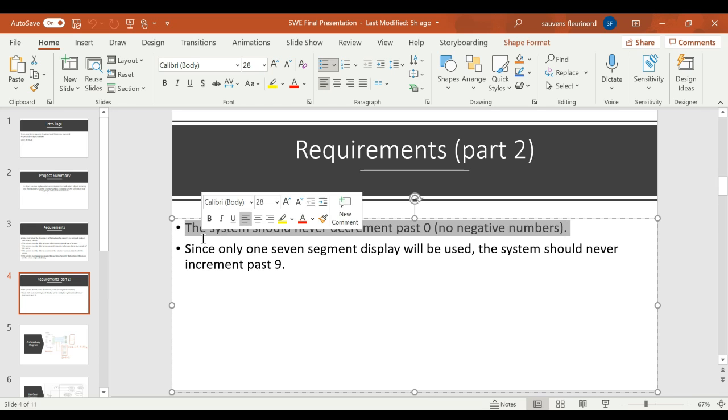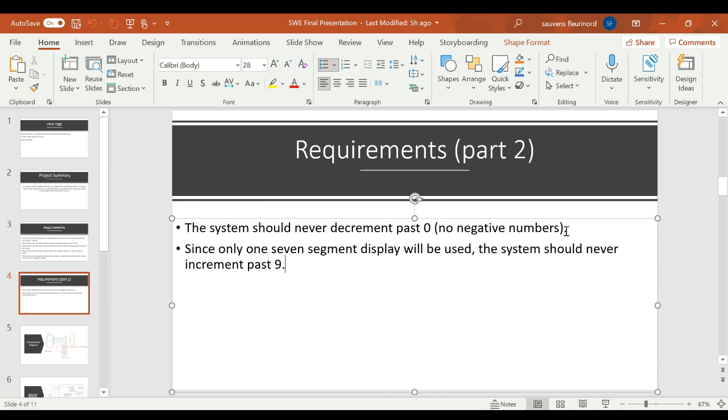Of course, there can't be negative numbers on the 7 segment display. So whenever there's nobody in the room and someone exits, the system should never decrement past zero. If the system was placed at the door while there were already people inside the room, then when those people walk out, the system should still be at zero.